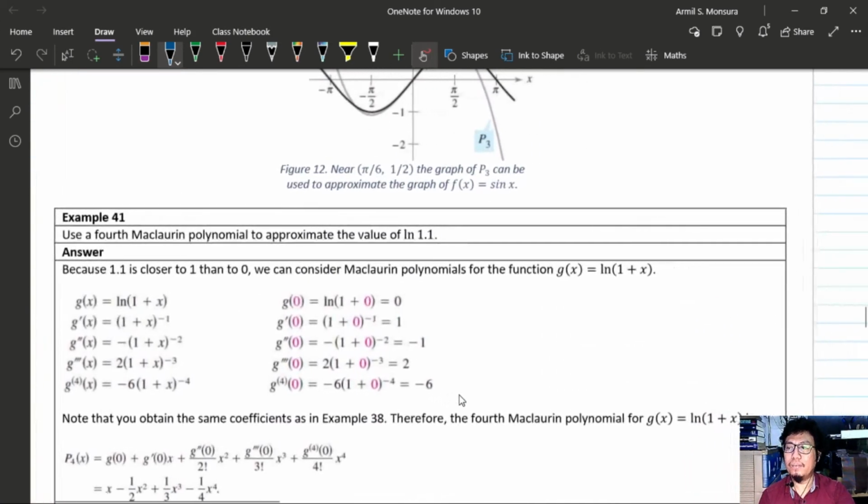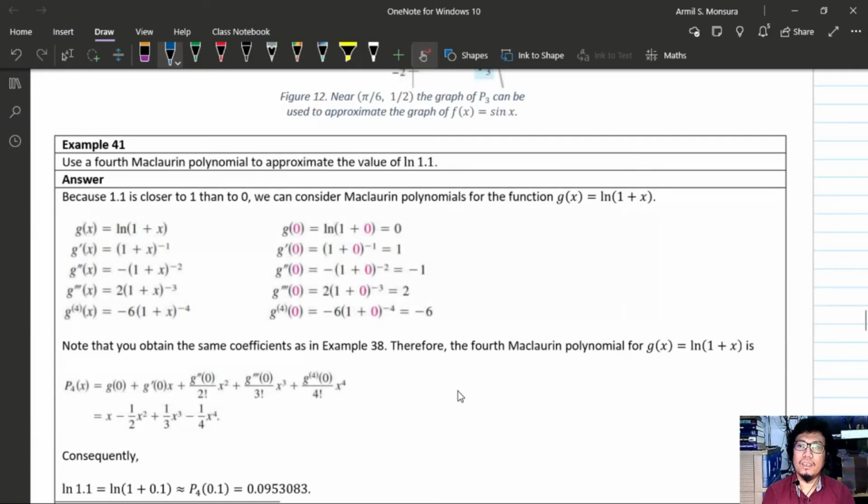Now let's approximate the value of ln 1.1 using a Maclaurin polynomial.